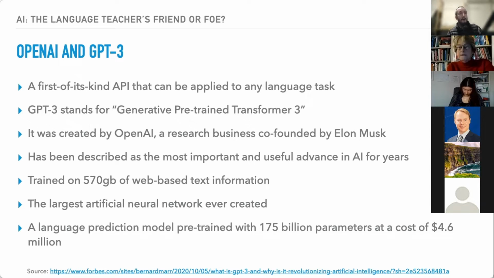It was done with the largest artificial neural network ever created, and it was used to generate this language prediction model. Okay, so it was trained on 175 billion parameters at a cost of $4.6 million. So this is a serious system here. So what is a language prediction model?